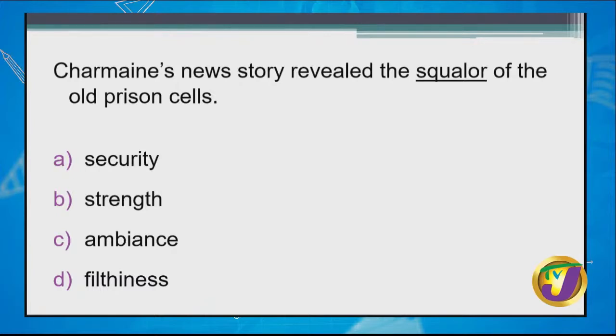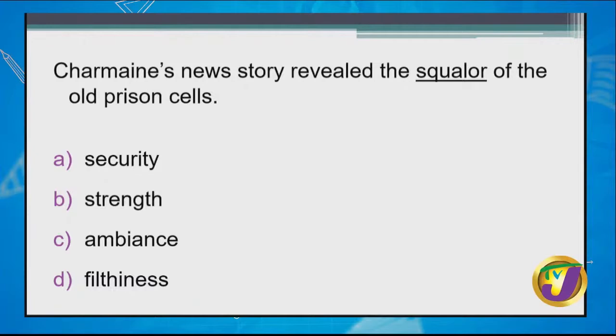Ambiance. Remember, we talked about connotation and denotation. So when you talk about ambiance, you're talking about something that is good, something that is desirable. So, does ambiance fit into this sentence? And then you look at filthiness. Does that fit into this sentence?